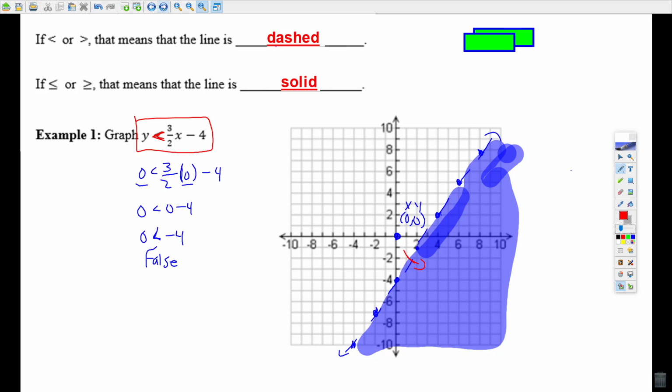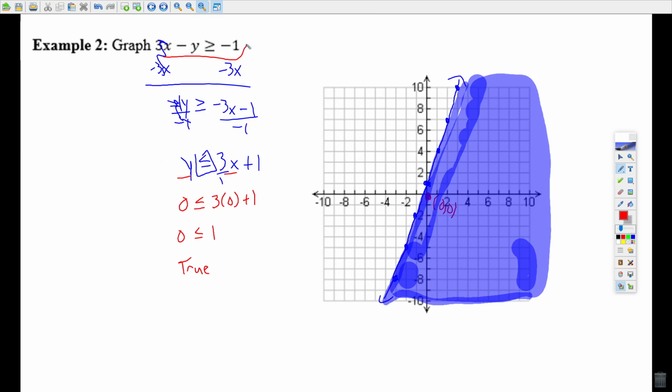Because if you go to the example we just did, and you look at the original problem, this has a greater than sign, which you would think would be above the line, but after we solved for y, it changed to a less than sign because there was a negative number in front of y. So if that happens, you have to remember the sign changes. So you have to shade below the line, which we did in this case as well. So it really just depends.